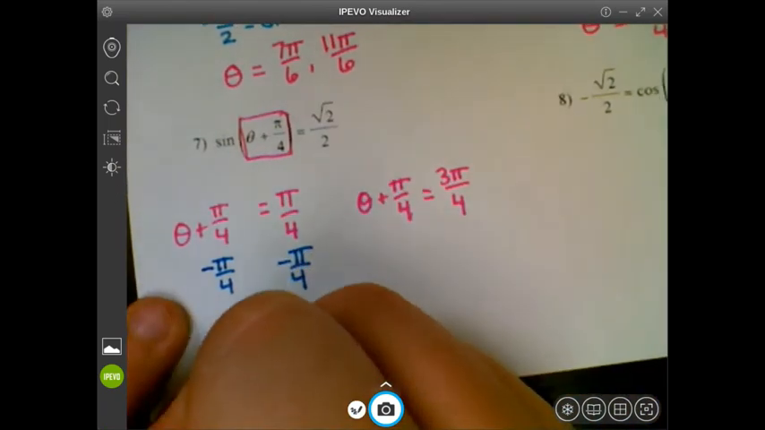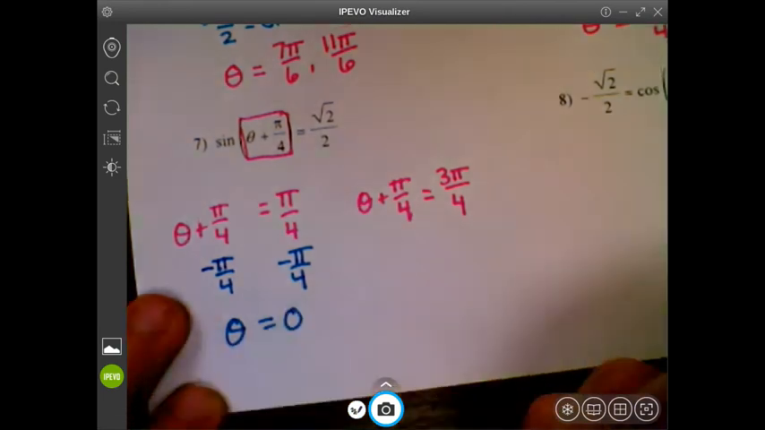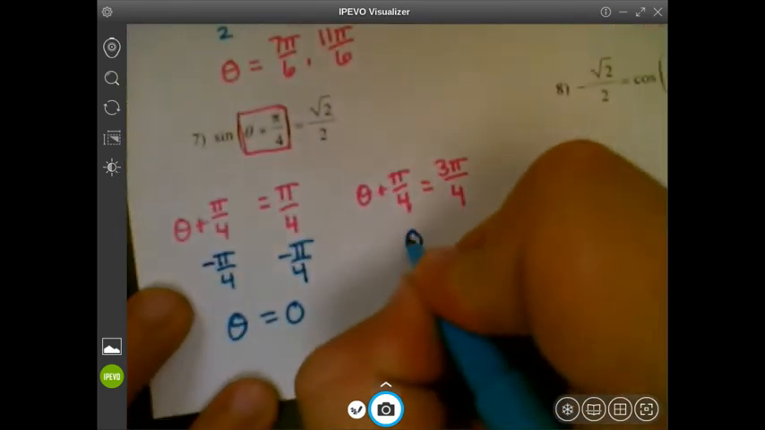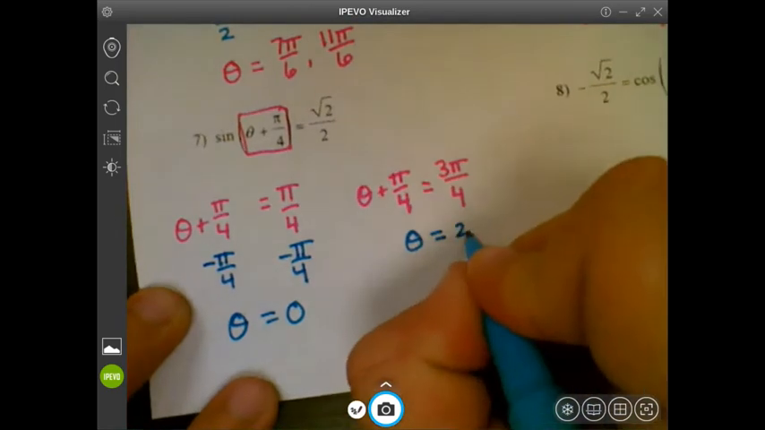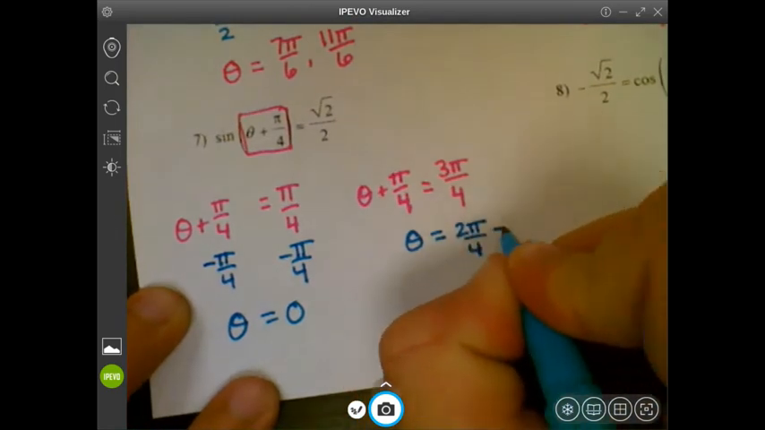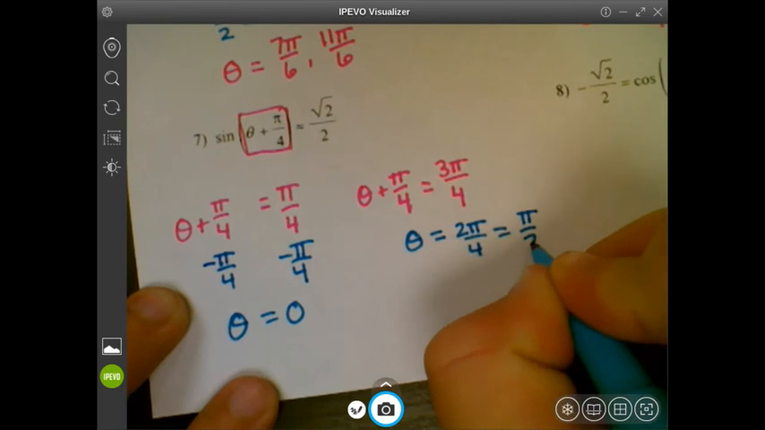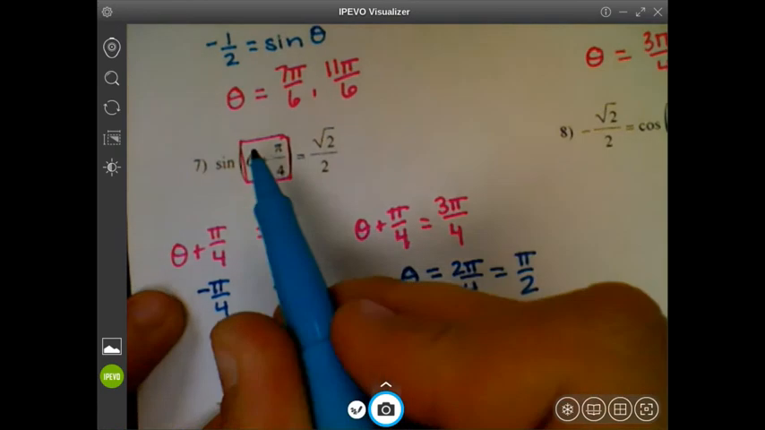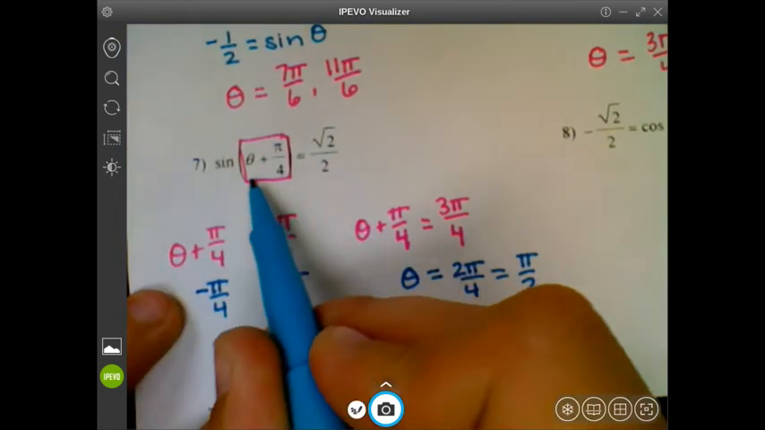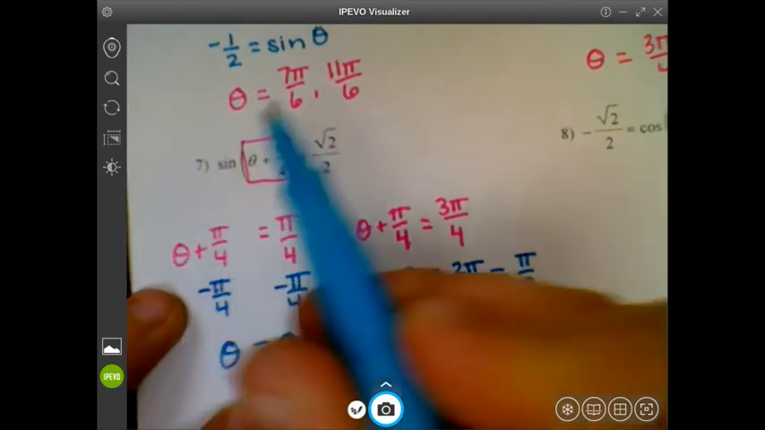And so over here, we'll just have theta equal to 0. And then on this side, we'll have theta equals, if you subtract pi over 4, that would be 2 pi over 4, which is just pi over 2. And so here's what's happening. If you take each of those and plug them back in, you would have to do the plus portion first before you take the sine.